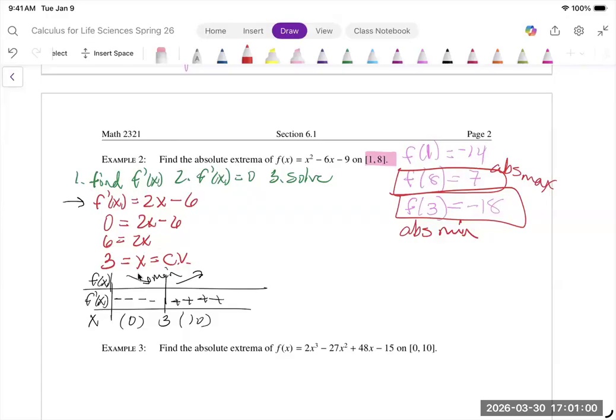Huzzah! You're done, right? Like that is it. That's all I need you to do. Just check your endpoints. Okay, check your endpoints.